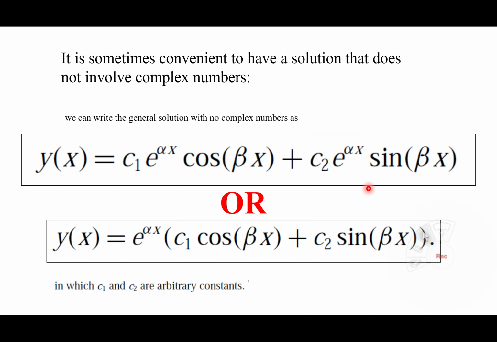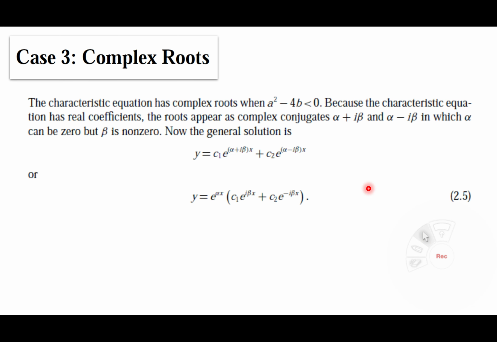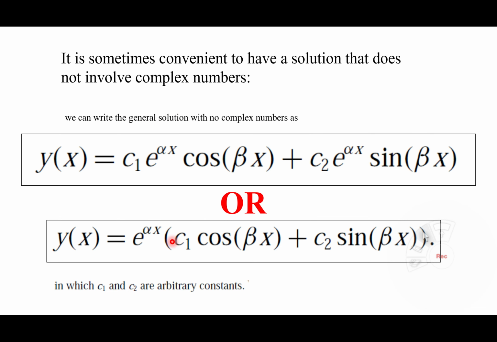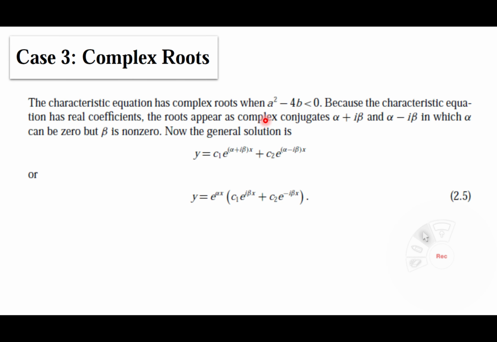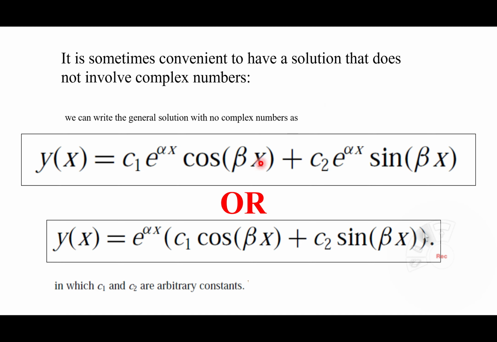Okay. And then the last case is going to be the complex roots, where the term under the radical is less than 0. In this case, the solution is going to be e to alpha x times c1 cosine beta x plus c2 sine beta x. This is considered to be the summary of our coefficient case for today.